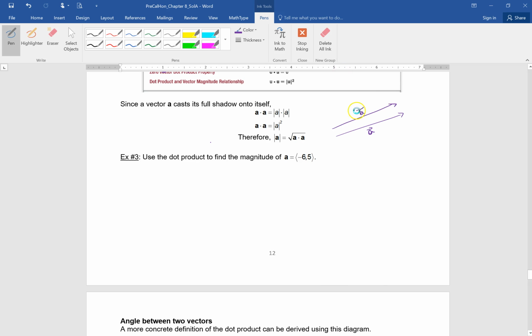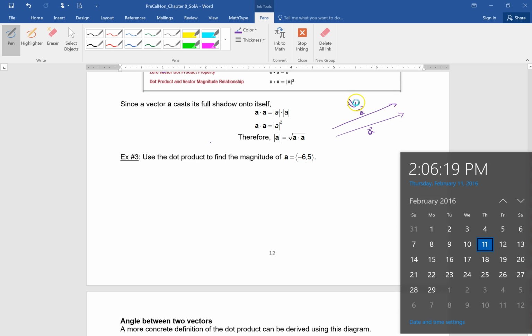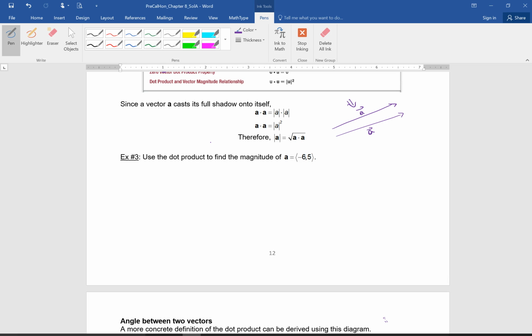You clone that vector A, and now you shine a light. How much of vector A's shadow will fall on vector A? 100%. The entire thing. Why does this not go away? All right. So the entire thing, meaning the length, so what's the dot product? The dot product is the length of A times the length of the shadow, which is still the length of A. So A dot A is A squared, right? And what's the magnitude of A? It's the square root of A dot A, okay?